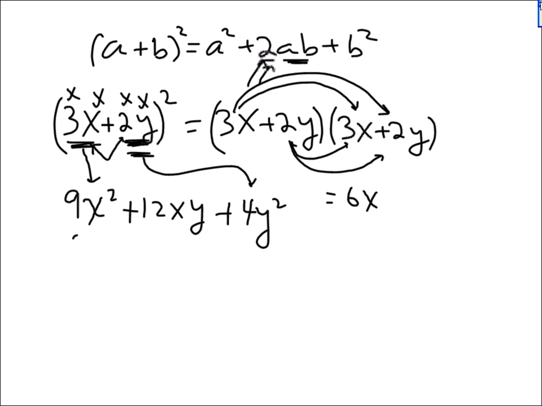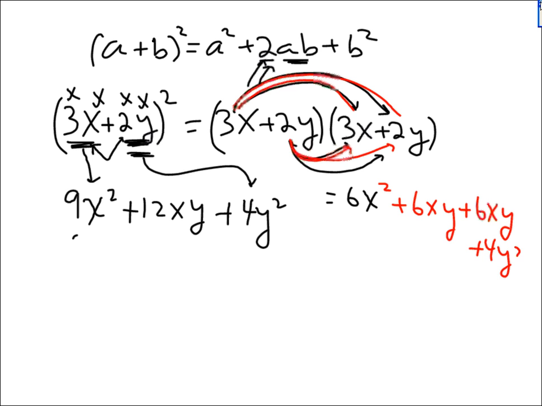If you FOIL it out, you have 3x times 3x, which is 9x squared. You have 3x times 2y, which is 6xy. And then you have 2y times 3x, which is again 6xy. And then you have 2y times 2y, which is 4y squared. I was done in one line. Now you're going to have to double that. You're going to have to add them. You add it 2 times, that's why I said double. It's the same question, but it's a little bit quicker.